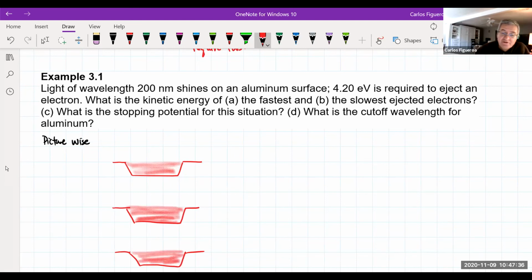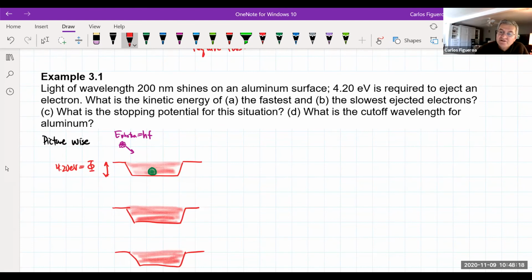Now, if I focus on just one electron, let's say this electron right here, what we find is that if I shoot in a photon, the photon gets absorbed by the atom, which excites the electron, and we know that this is the height. This is the binding energy. This is the electrical potential energy of the electron in this well.